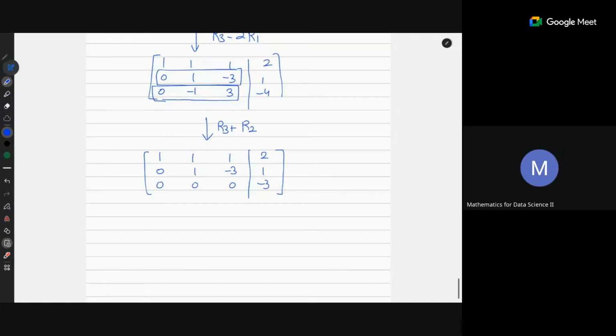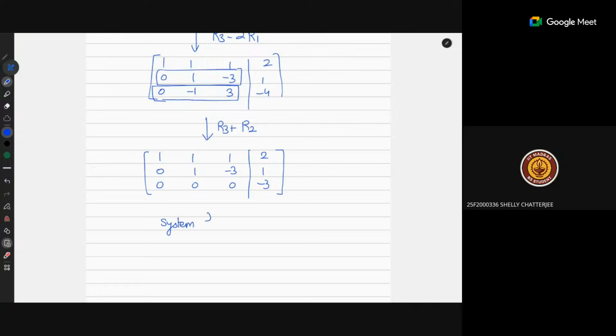But now you see that you have a 0 row here, but there is a non-zero entry over here. So in the constant matrix column, you have a non-zero entry in front of a 0 row of the coefficient matrix of RREF. This tells you that the system does not have any solution. Whenever you come across this form, you can tell that the system has no solution.